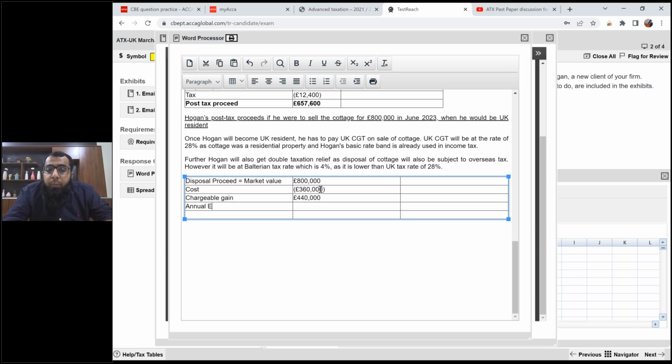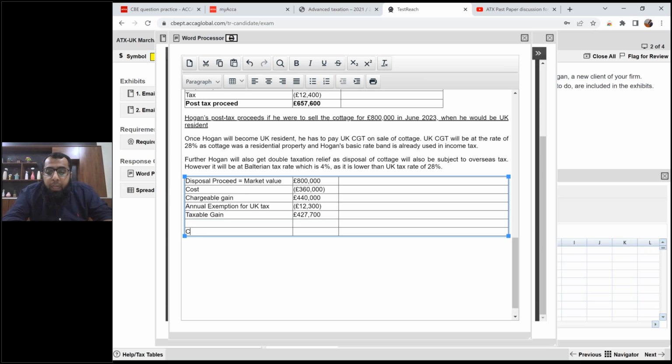Okay. Now there will be an annual exemption for UK tax. Because you are charging the UK tax, there will be an annual exemption of 12,300. So this will give us the taxable gain, 440 minus 12,300. So it will be 427,700.